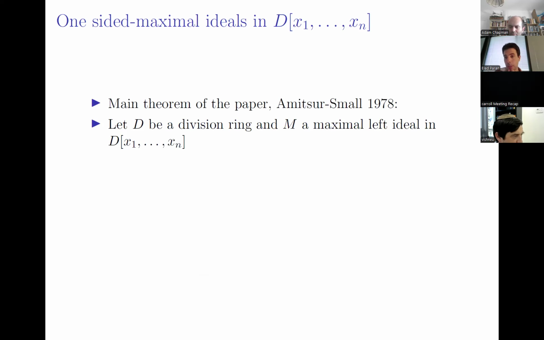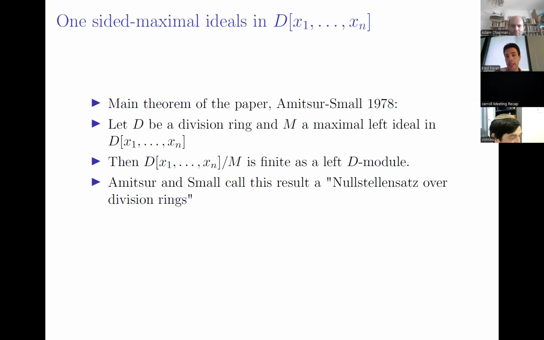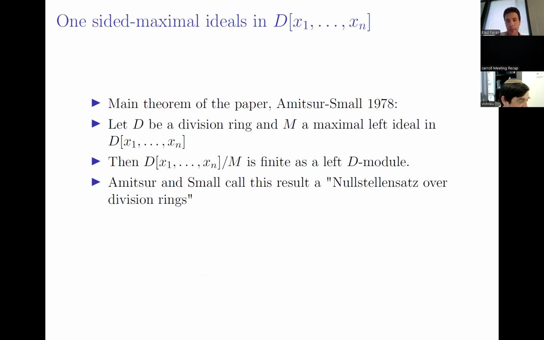If you have a division ring D and a maximal left ideal in the ring of polynomials in n central variables over D, then the quotient module is finite as a left module. Amitsur and Small call this a Nullstellensatz over division rings. However, I would argue that the terminology is not quite fitting. I think this is closer to Zariski's lemma over division rings.